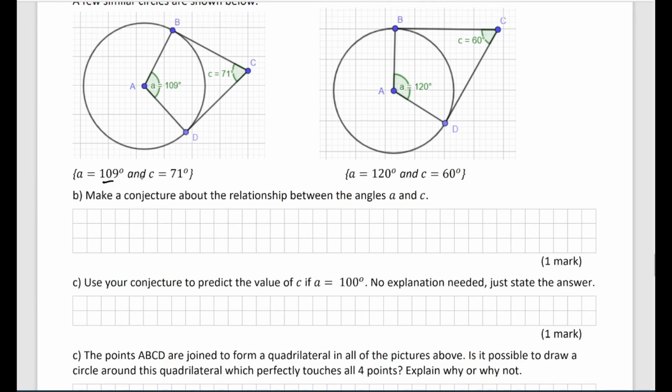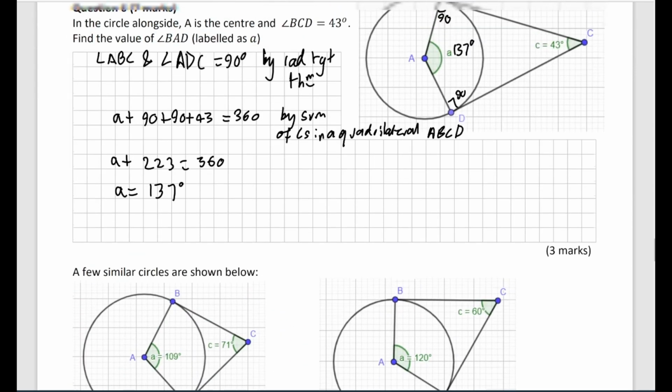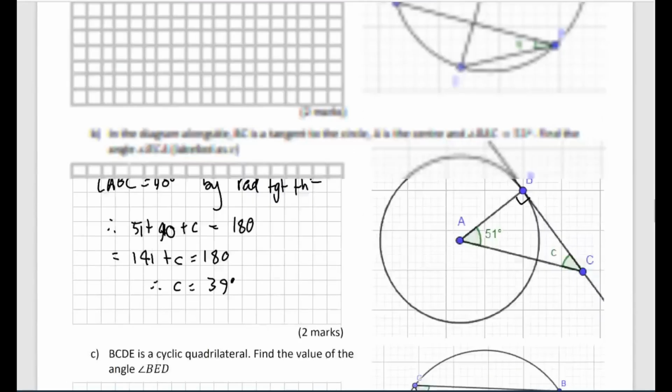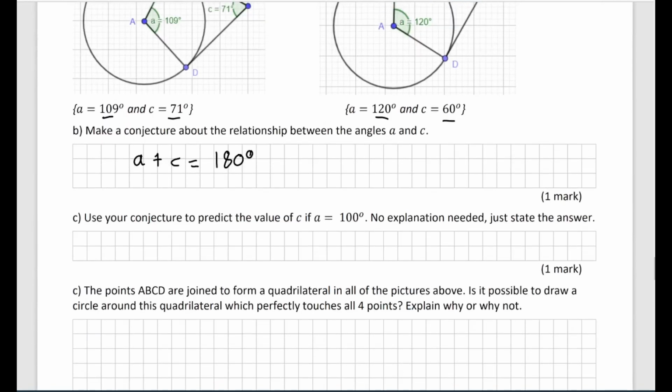Well, what do we notice? We're looking for patterns here. Have a think about what you notice about those two numbers. Hopefully you spot the A plus C should always add up to 180 degrees. And I think that's the case for our one up here, 137 and 43. Yeah, that does give you 180 as well. So when you're looking for these patterns, you're looking maybe for, is something doubled from something else? Do they add up to something? Are they related in some way? And that's the way.